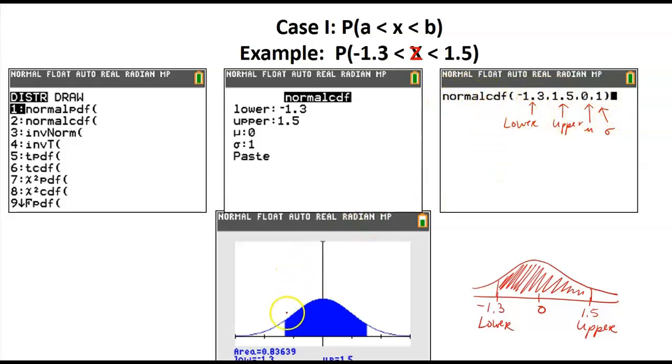When you press enter, depending again on your calculator, you're going to get this value here. That is your area, and that's also the probability that you're trying to find. The probability that z is between negative 1.3 and positive 1.5 is going to be given here. So we'll round that to 4 decimal places, and that would be our answer.